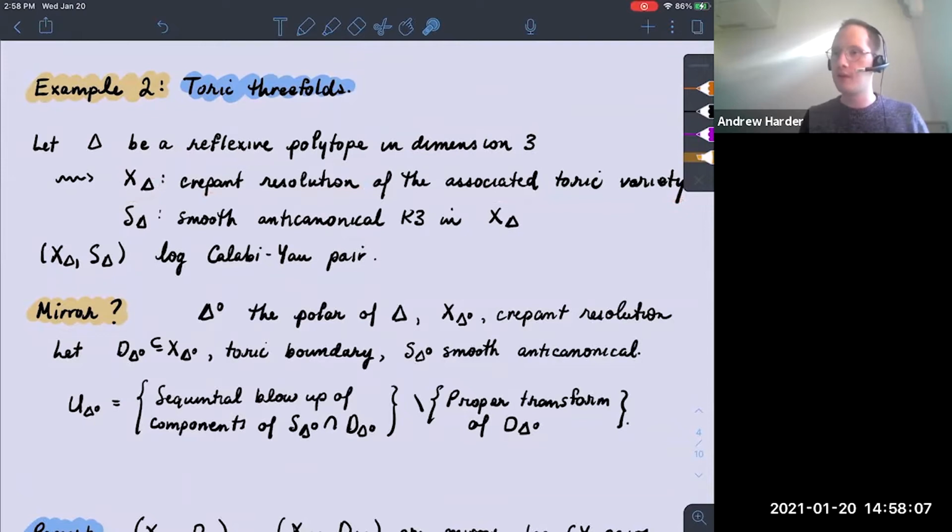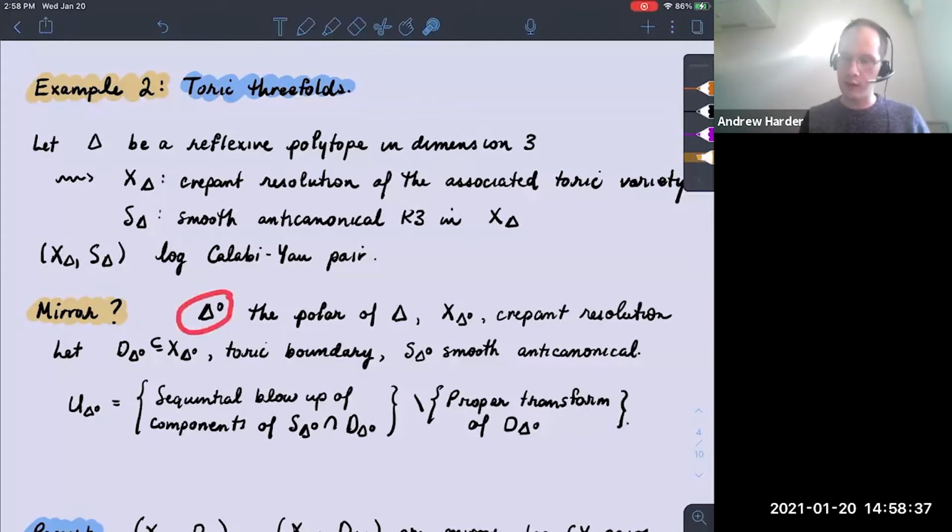Okay, so in dimension 3, the toric variety associated to a reflexive polytope is Gorenstein Fano if I don't resolve, but in dimension 3 I can actually get a crepant resolution, which gives me a weak Fano variety. I can take a smooth anticanonical K3 surface S_Δ in this thing, and then the corresponding pair (X_Δ, S_Δ) is log Calabi-Yau. I can construct its mirror in a fairly explicit way in this case.